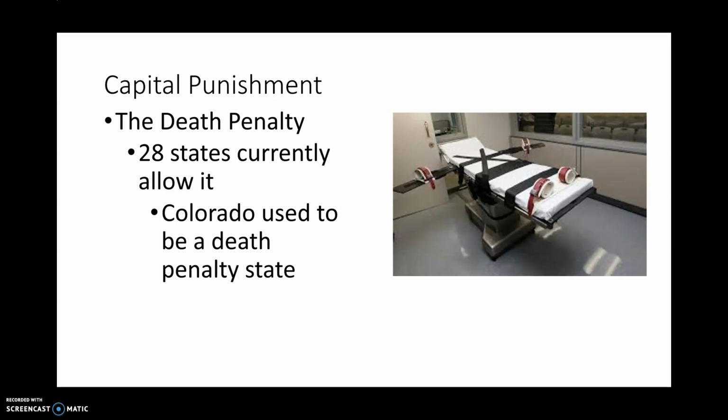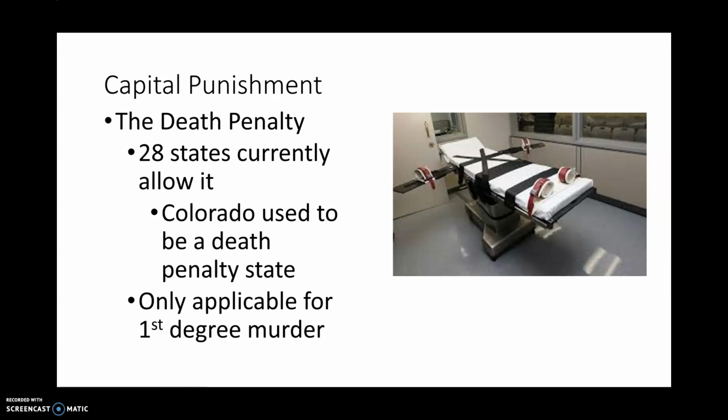This is a state power, whether to have the death penalty or not, because there is one crime that is eligible for the death penalty. It's only applicable for first-degree murder. As we've talked about before, first-degree murder is different from the other types of homicide, because first-degree murder is premeditated, it's thought out, it's planned, and it's done with malice. This is the only crime that's eligible for the death penalty, and each state gets to determine if they're a death penalty state.